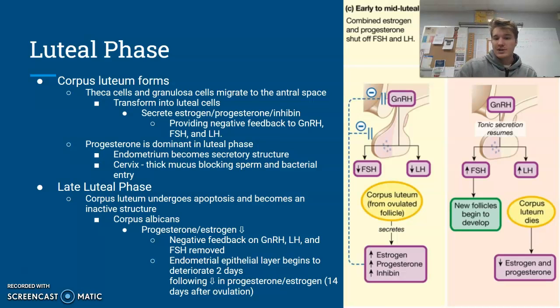And then we see the endometrial layer start to degrade after about 2 days after this, when the corpus albicans forms, and this is about 14 days after ovulation, after this drop in progesterone and estrogen.